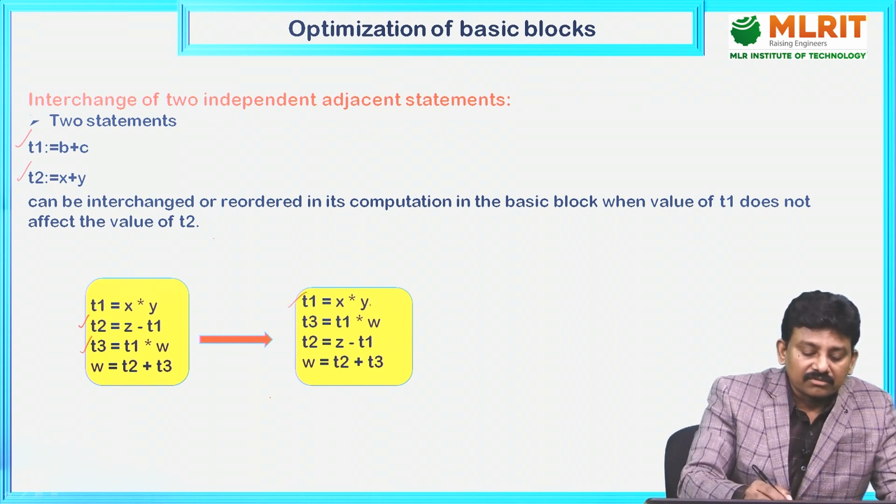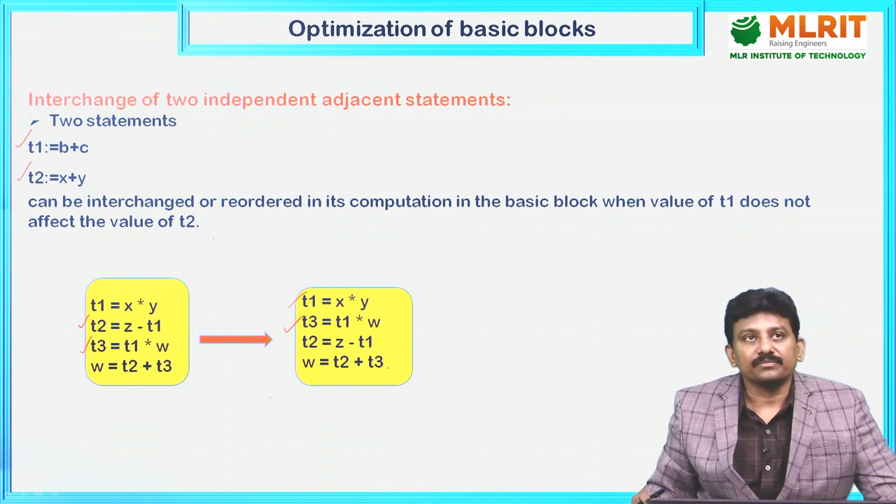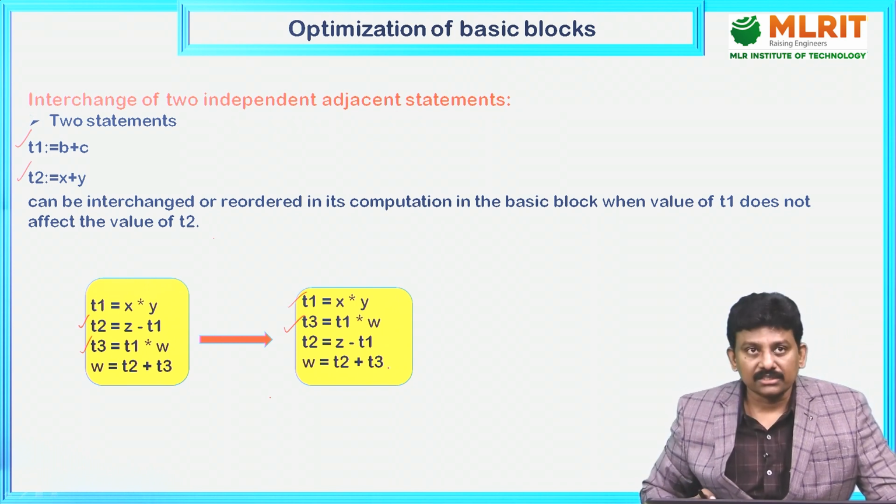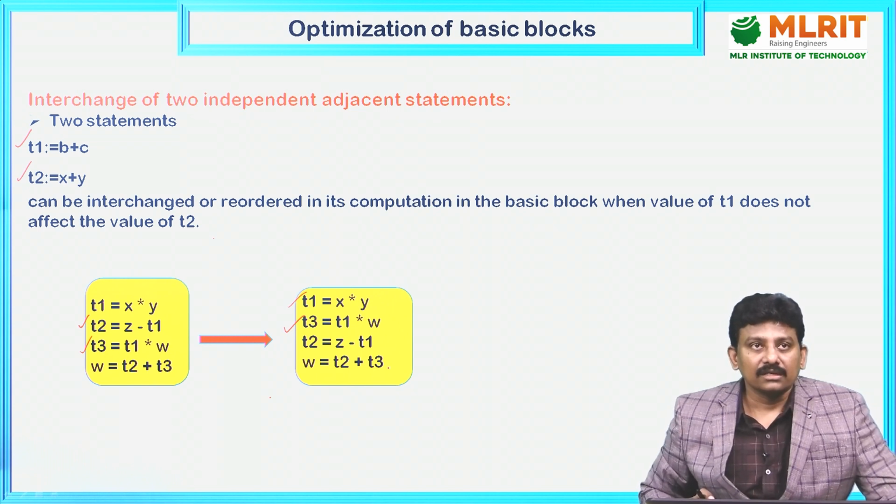T1 is equal to X star Y, T3 is equal to T1 star W, T2 is equal to Z minus T1, W is T2 plus T3. This is the interchange of two independent adjacent statements. You can interchange the order if they are independent.